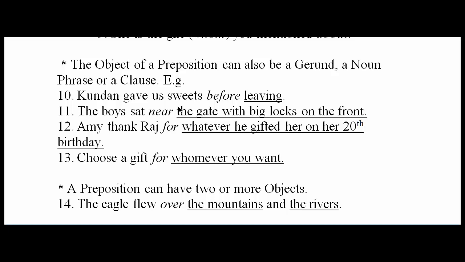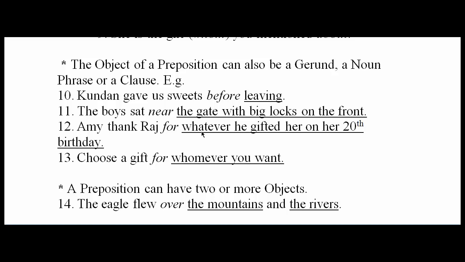So this object, which is underlined, is actually an object of the preposition near. Take the 12th example. Amy, again the name of a person, thanked Raj for whatever he gifted her on her 20th birthday.